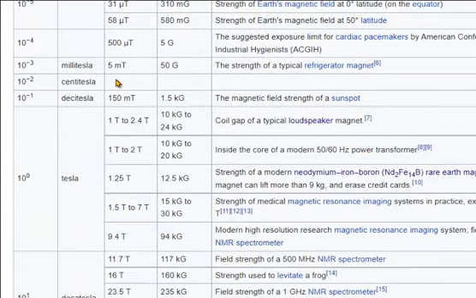Here is the millitesla refrigerator magnet. Let's see, the strength of a neodymium rare earth magnet is in the neighborhood of 1 Tesla or so. And then, for example, inside the core of a power transformer, also about 1 Tesla, and that's similar to the magnetic field that you would get in a generator. All right, that was that problem.